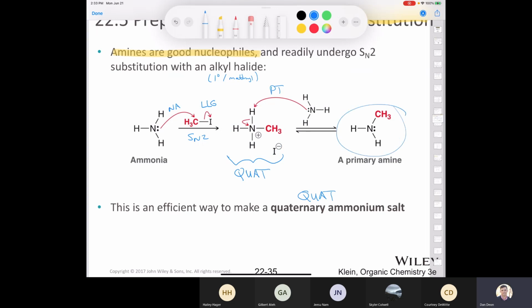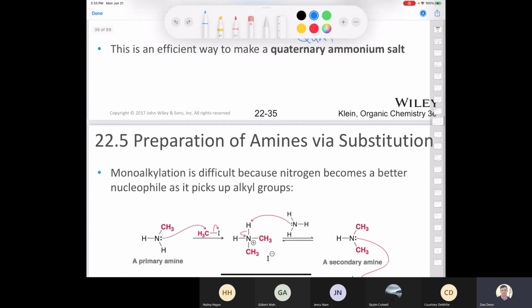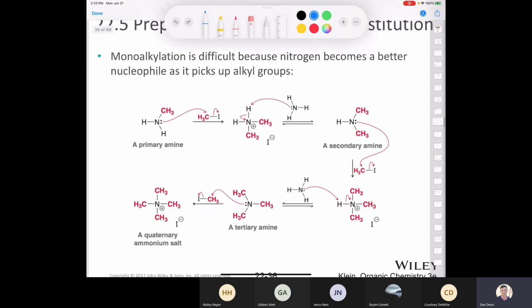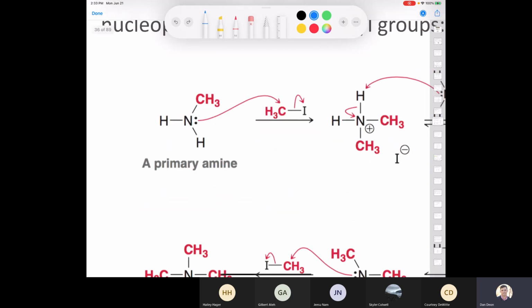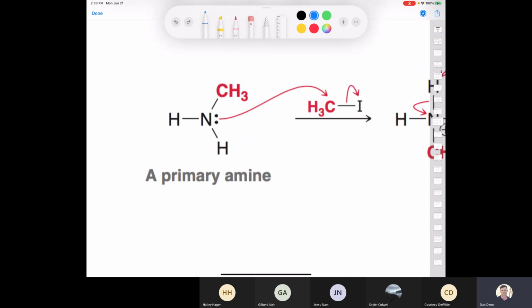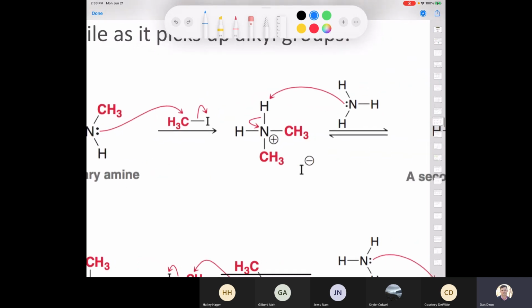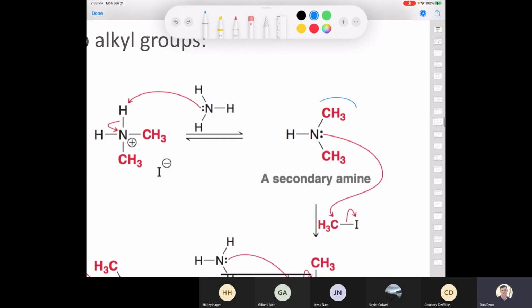Once you've made the primary amine, if you have other or excess iodomethane in your reaction mixture, it's going to react again. In fact, this methyl group is actually going to donate some electron density via hyperconjugation. And now this is even going to be a more powerful nucleophile. So the second reaction occurs even faster. You end up with the dimethylamine, okay?